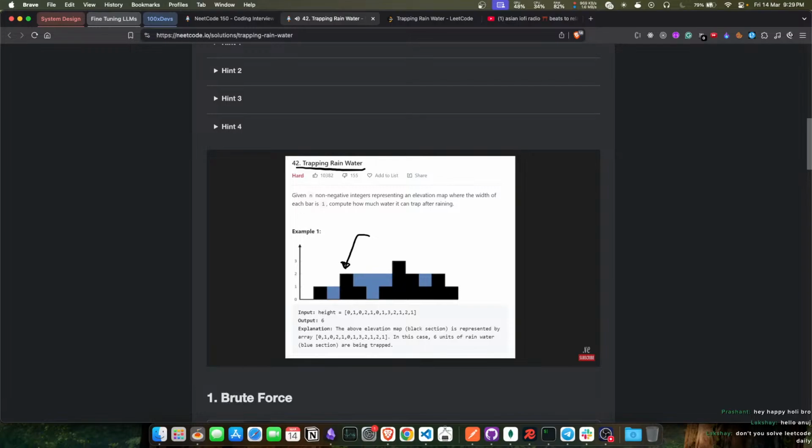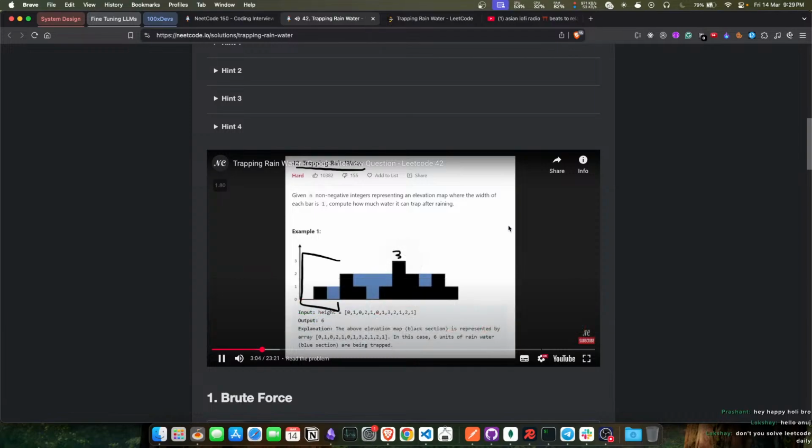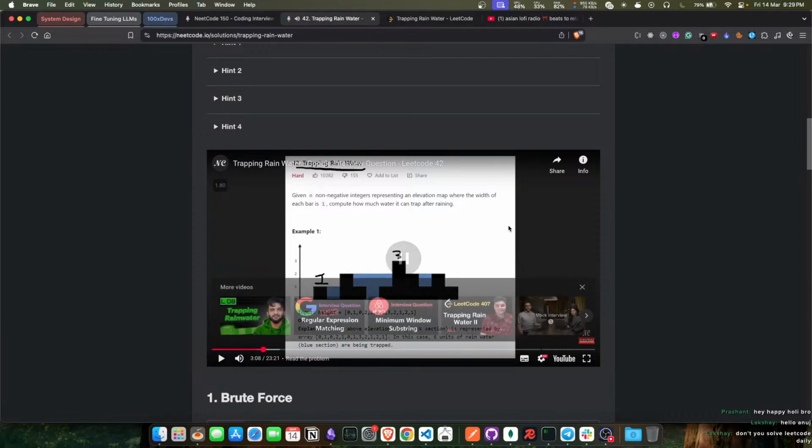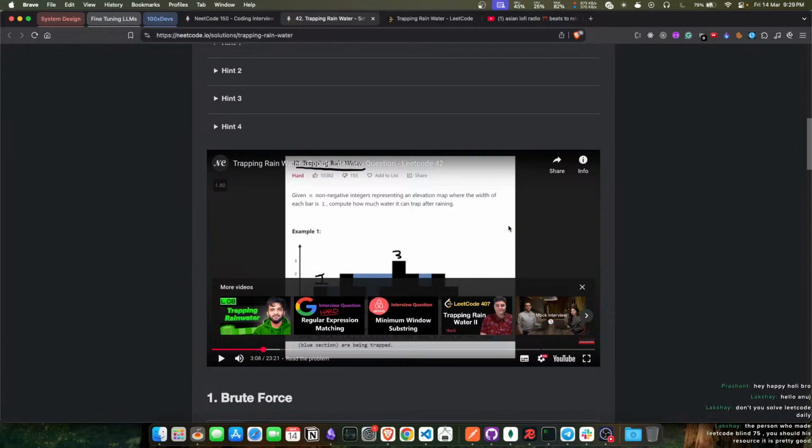Let's take a look at this position. Clearly, we can't trap any water here, but why exactly is that the case? Well, when you look at the right, in the entire right section, the maximum height is a 3, right? So that's good, 3 here. What's the maximum height on the left side? It's a 1, right?